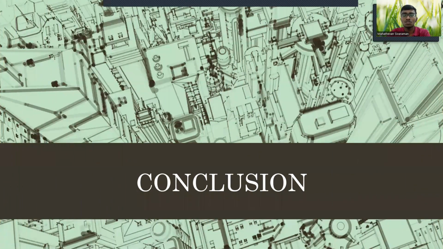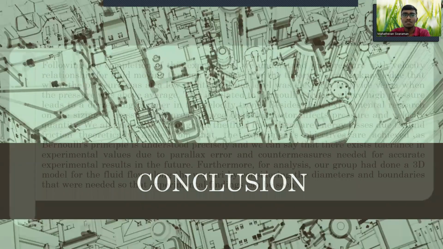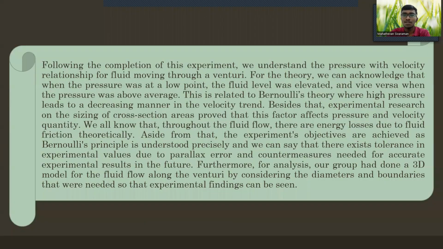So now let us look at the conclusion part of this experiment. Following the completion of this experiment, we understood the pressure and velocity relationship for fluid moving through a venturi. For the theory, we can acknowledge that when the pressure was at a low point, the fluid velocity was elevated, and vice versa when the pressure was above average. This is related to Bernoulli's theory, where high pressure leads to a decrease in velocity. Besides that, experimental research on the sizing of cross-section areas proved that this factor affects pressure and velocity.